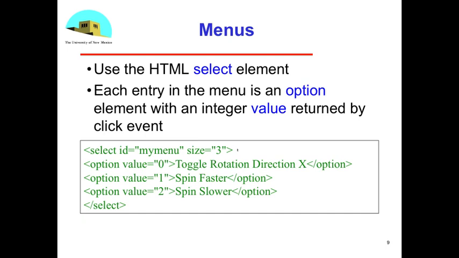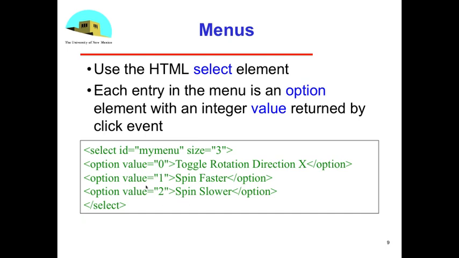Size tells you how many entries are going to go in that menu, and then the value is going to correspond to each line. So the first line is going to return a value of 0. We'll put toggle rotation direction inside of the menu on that line. That X is just extraneous, doesn't belong here. Option for the second line says the line in the menu will say spin faster, and the third entry in the menu will say spin slower and correspond to an option value of 2. So that's, again, pretty straightforward.